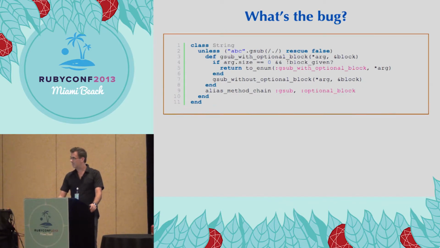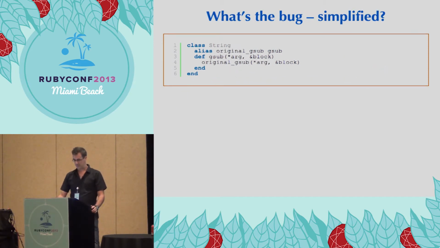They were mostly due to gsub. This was the code I had for gsub. It looks a bit complicated, but in 1.8.7, if you call gsub without a block and with no argument, it returns an enumerator. I wanted to do the same thing here. So let me simplify it for you. Imagine that you monkey patch gsub this way. Should this change anything?